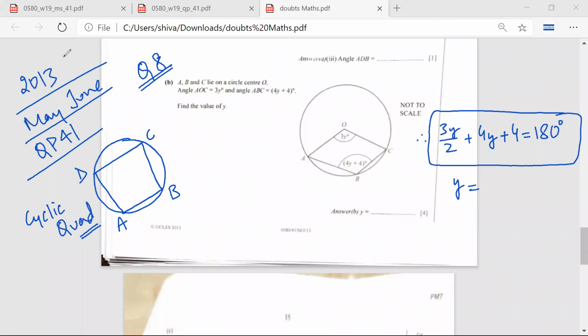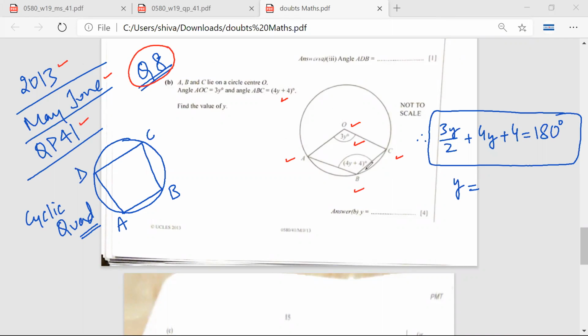So, Mr. Rudra, in this paper 2013 May June QP41, question number 8. The question is about circles. A, B, C lie on a circle with center O. So A, B, C are the 3 points and O is the center. I've been given AOC is equal to 3y degree and ABC is equal to 4y plus 4 degree. Any doubt, have you understood the figure?